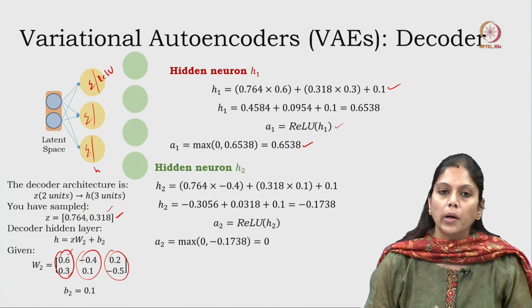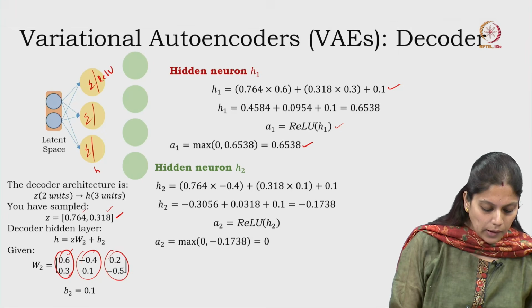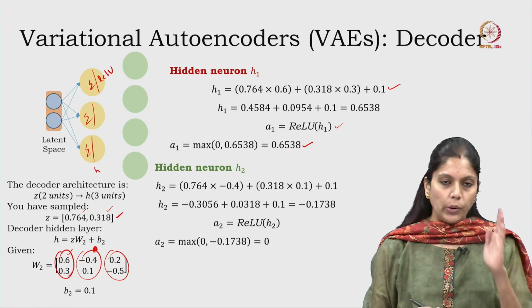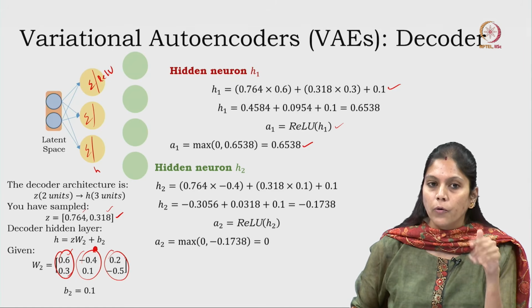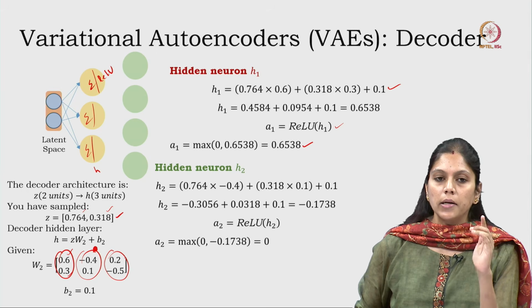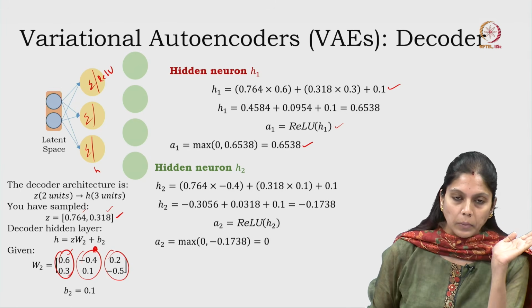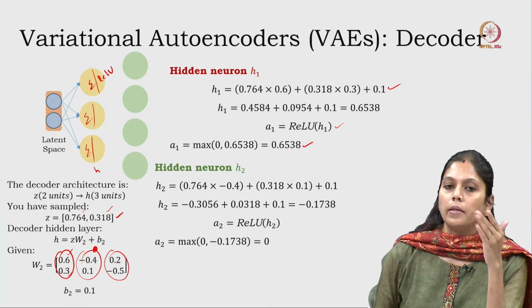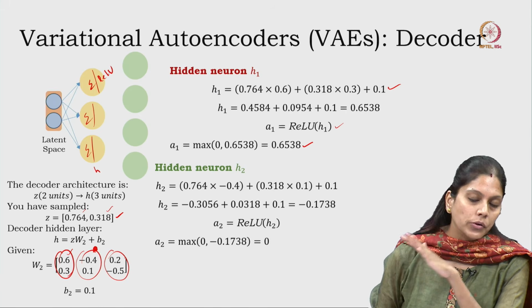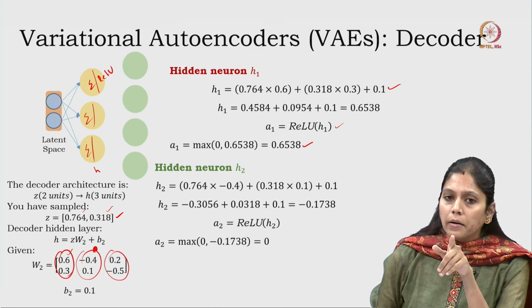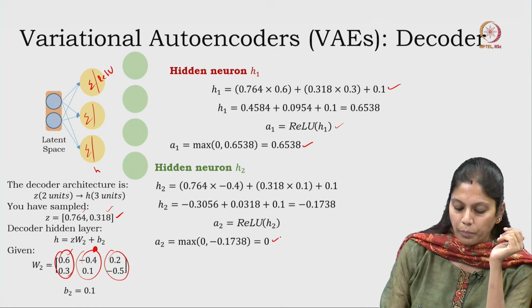In a similar way, you now calculate for H2. So what is H2? You are now considering this set of weights. Input 0.764 getting multiplied with its weight minus 0.4, plus 0.318 getting multiplied with its weight 0.1, plus the bias term 0.1. Do the calculation and then pass it to ReLU, and ReLU will give max of 0, some value. Because here the value is negative, max of 0, negative is 0. So we have obtained 0.